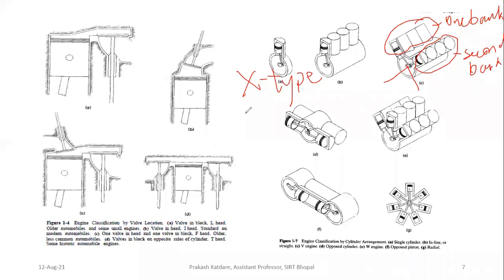Then there is one more type, which is the H type of IC engine. H type is essentially an opposite cylinder engine, but it will have 2 separate camshafts. Here we are using a single camshaft, but let's suppose in this case we have 2 separate camshafts, the engine will look something like this.